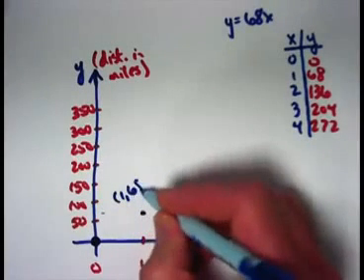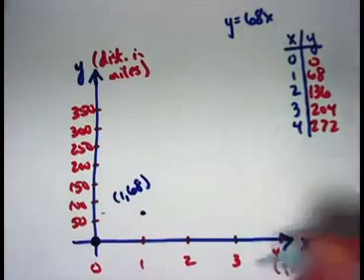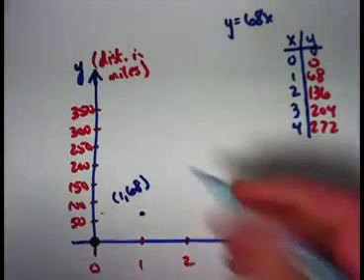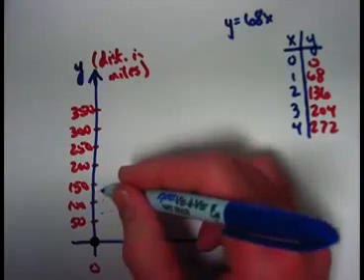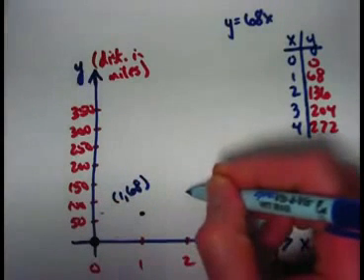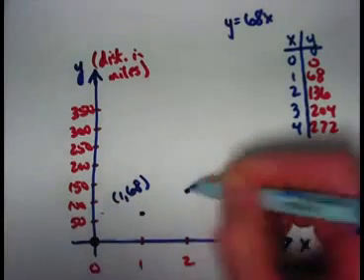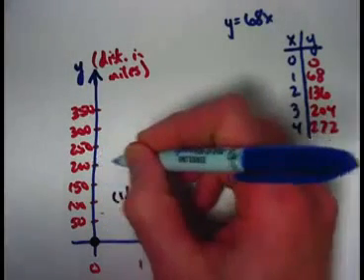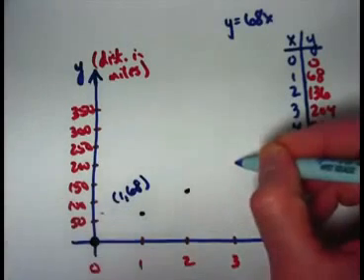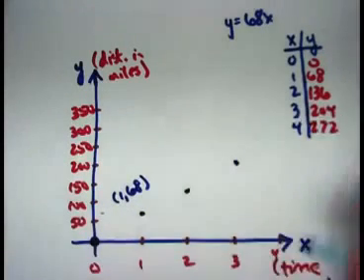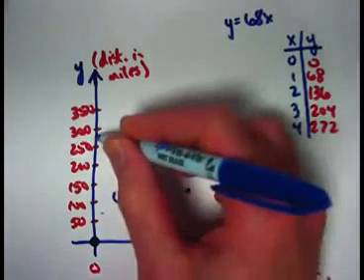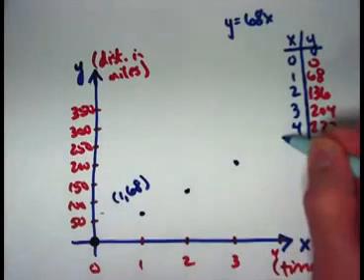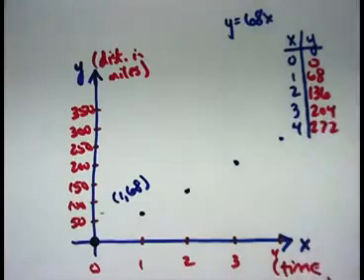You can write that if you like, 1, 68. The next point is 2, 136. Go over to 2, and then up to 136. Do your best. 136 might be right about there. Go horizontally over until you're above the 2. There we go. There's the next point. Then 3, 204. 204 is right about there. Go until you're above the 3. And then finally 4, 272. 272 would be right about there. Go over as best you can until you're above the 4.